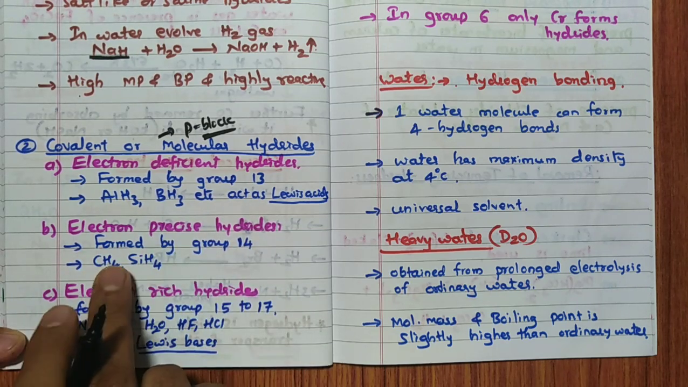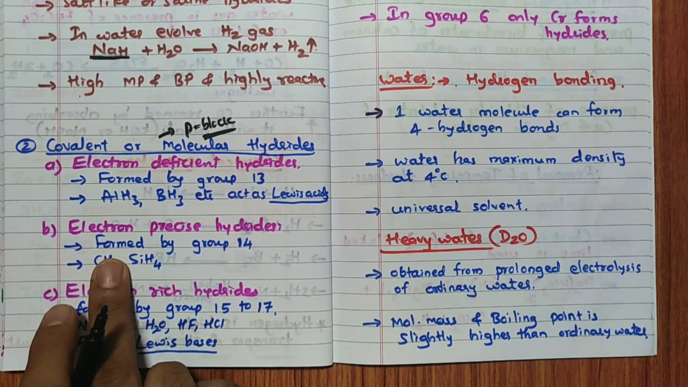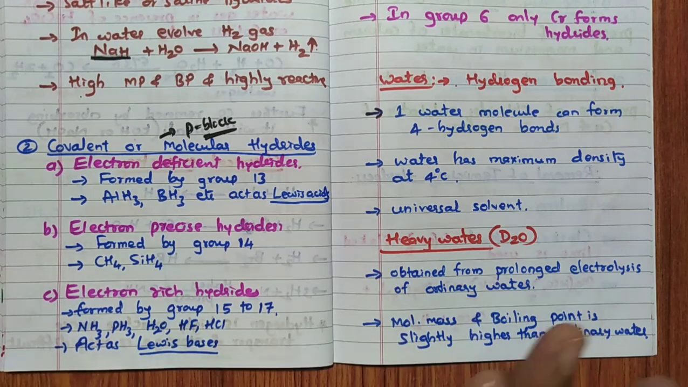They are electron precise because there is no unpaired electron, there is no lone pair of electrons, and there is no incomplete octet. This is a completely octet arrangement, hence it is electron precise.